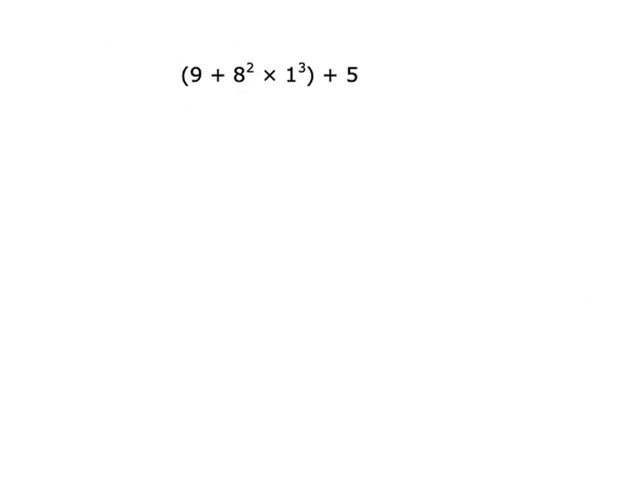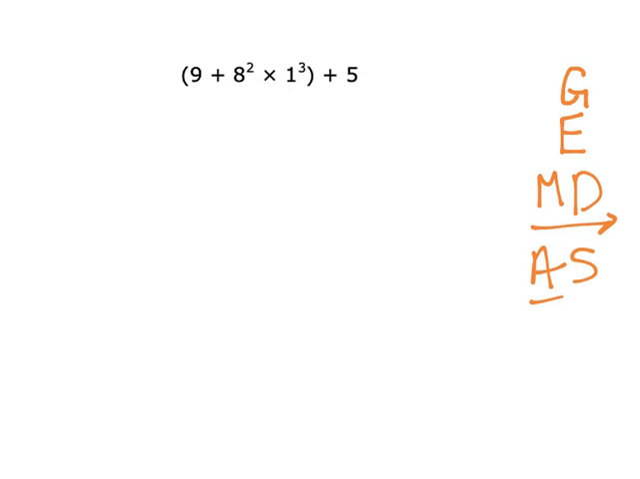All right, and let's look at one more final problem. Again, it is best practice, as we're getting used to this, to write our abbreviations off to the side to keep us on track. So we have groupings, exponents, multiplication and division, addition, and then subtraction. Again, I look at my expression, which is parentheses 9 plus 8 squared times 1 cubed plus 5.